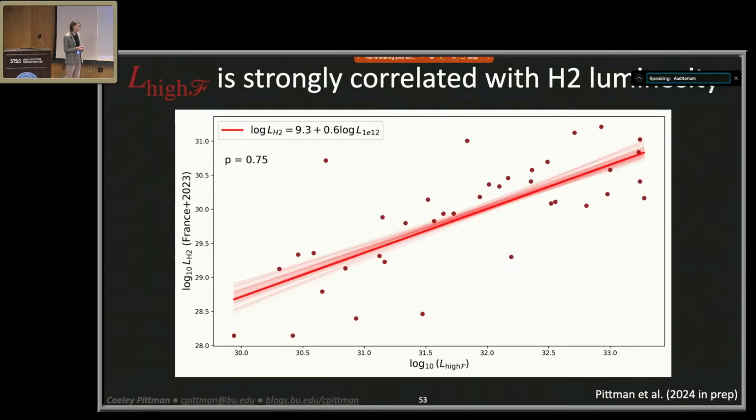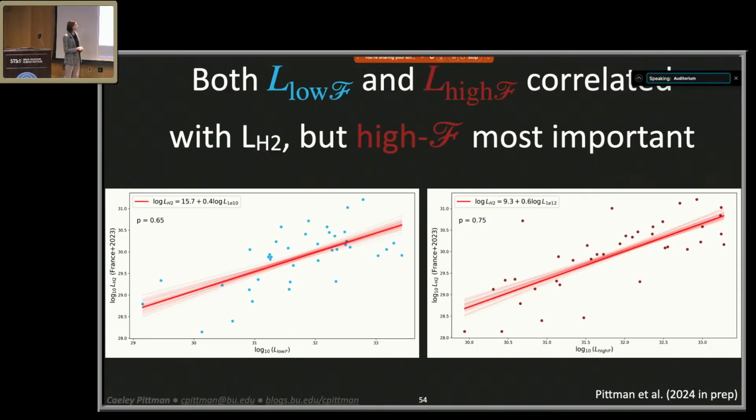But I find the strongest correlation with the highest energy emission, which is what you expect because H2 is irradiated by ultraviolet emission. So you would expect the brightness of the H2 to be correlated with the brightness of the ultraviolet emission. And so this is a p-value of 0.75. So it is a stronger correlation with the highest energy emission, but it is still correlated with the low energy emission. So this is something very preliminary. I'm still looking into it, but yeah.